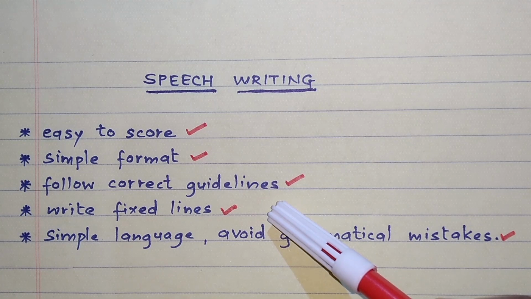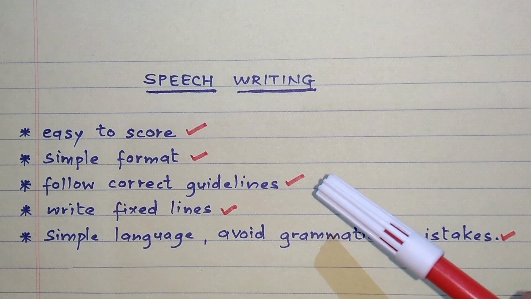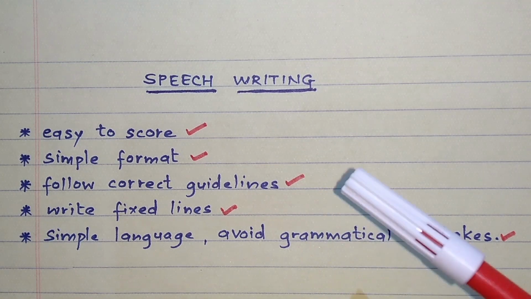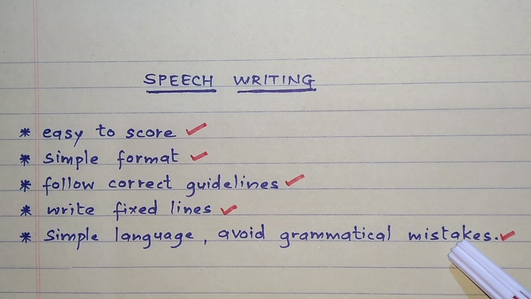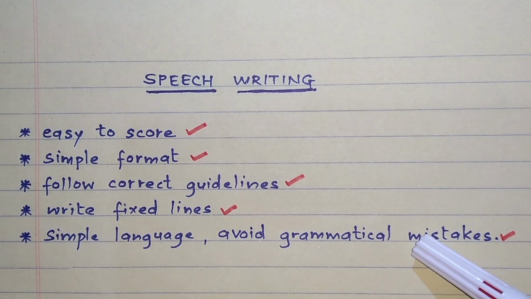Thirdly, in speech writing you have to write fixed lines, in the first paragraph and in the third paragraph. You should not miss out those lines. Friends, you should remember and write those lines properly. And last but not the least, you have to use a very simple language and you have to avoid grammatical mistakes and even spelling mistakes. If you follow all these guidelines, it is very easy for you to score even full marks.